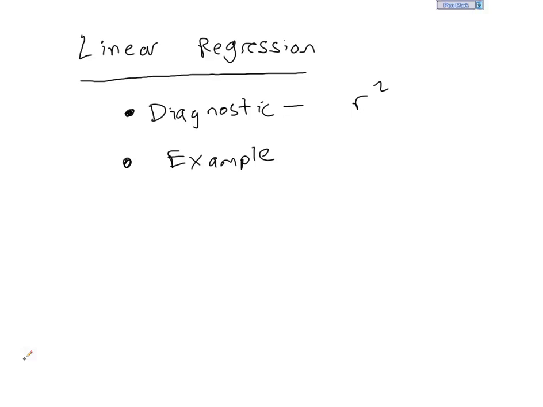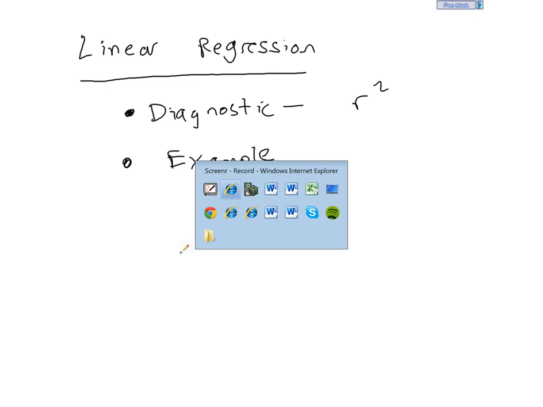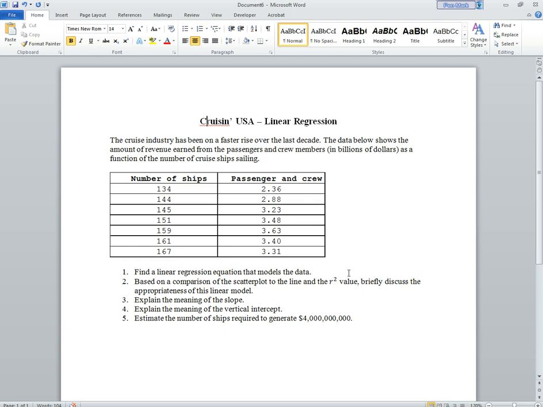In this video, we're going to do a couple of things. We are going to talk about linear regression. First off, we'll talk about the diagnostic, the R-squared value, and then we'll work on the example. So I'm going to start with the example, but we're not going to work through it yet.